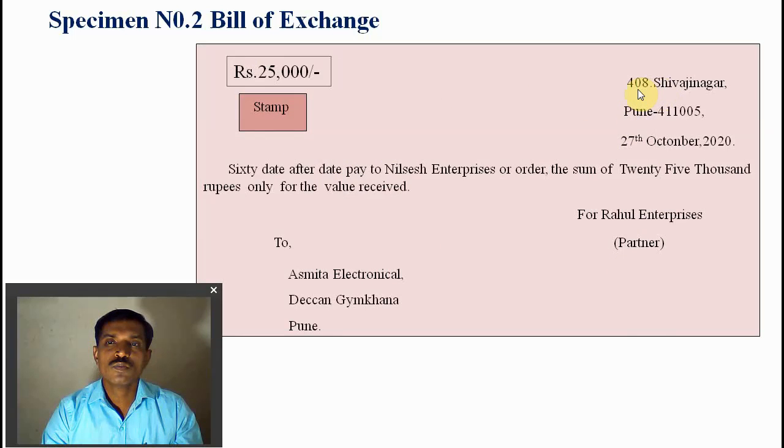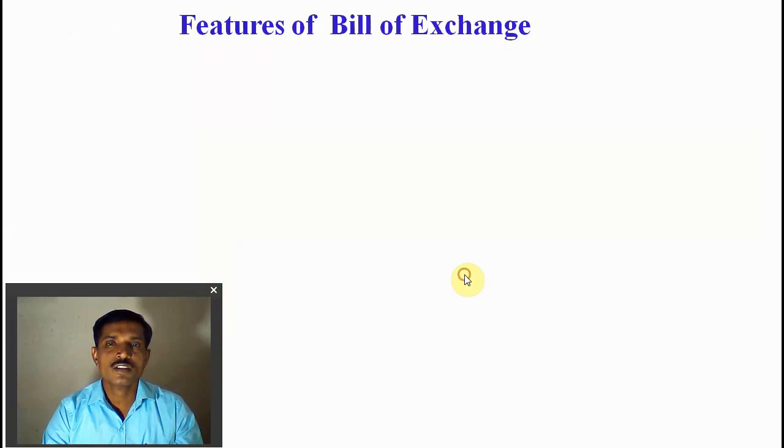408 Shivaji Nagar, Pune. The address, 27th October 2020 is the date. 60 days after date pay to Nilesh Enterprises or order the sum of 25,000 rupees only for value received. To Asmita Electronic, Deccan Gymkhana, Pune, for Rahul Enterprises, a partner. He has given this written document. He is paying 60 days after the date to Nilesh Enterprises. It is the second specimen.